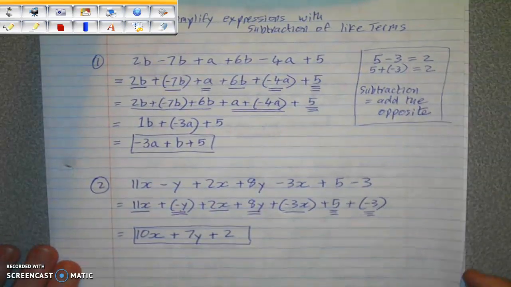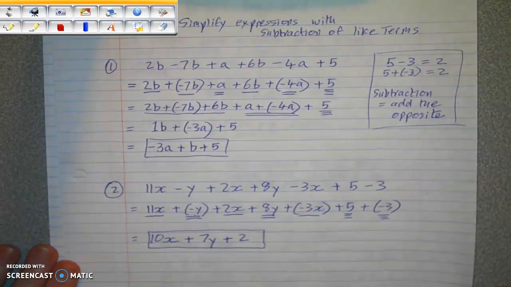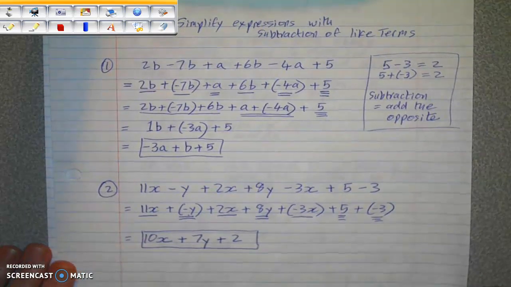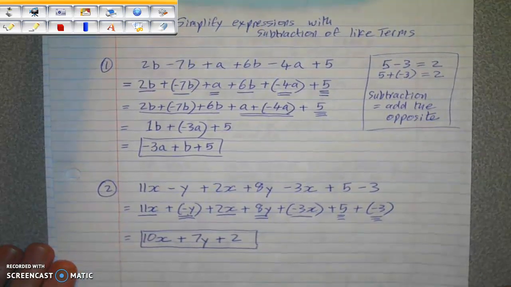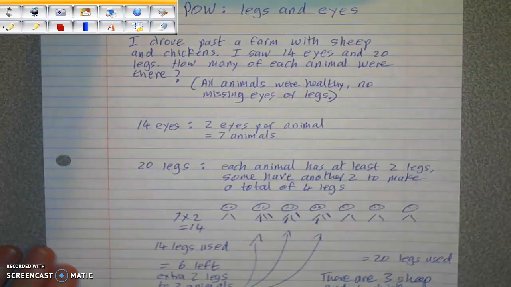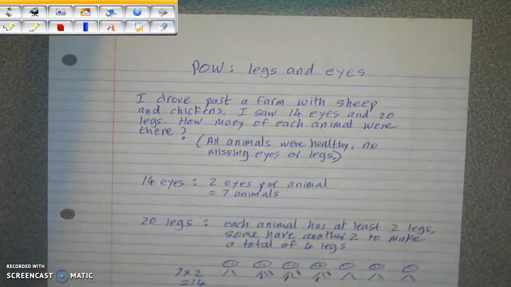The next thing I'm going to show you right now is an example for the problem of the week. Remember, your problem of the week is going to be typed up in a Google document, and it is going to be submitted by the end of the day tomorrow. So here's my simplified version of the problem of the week. And I did this one about legs and eyes on animals. The one I'm assigning to you is about bicycles. You'll see more in a moment.